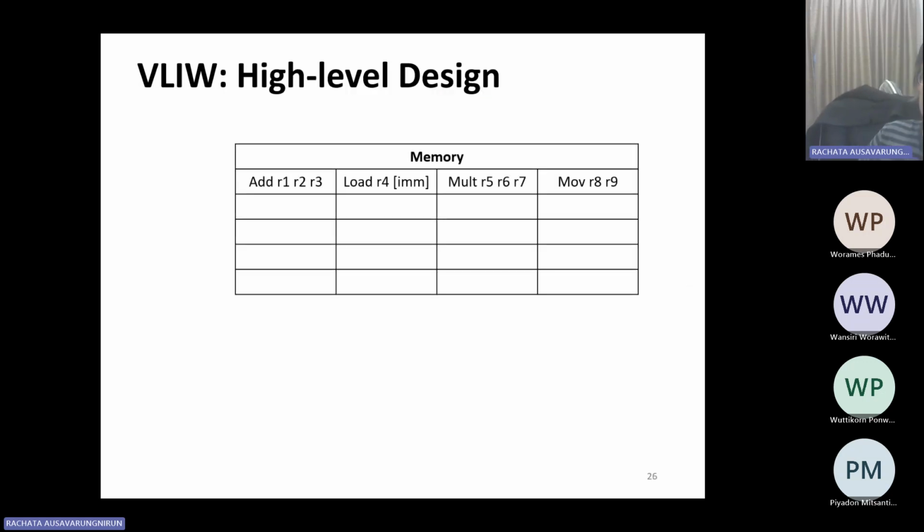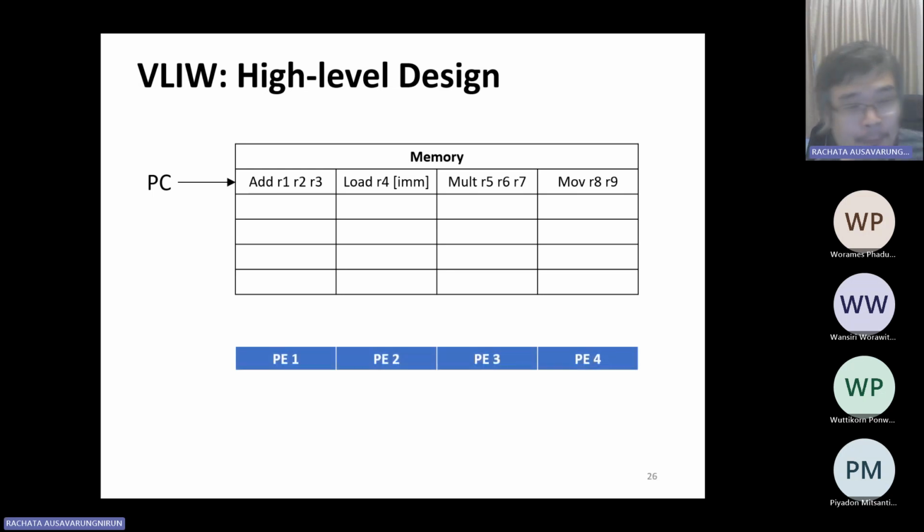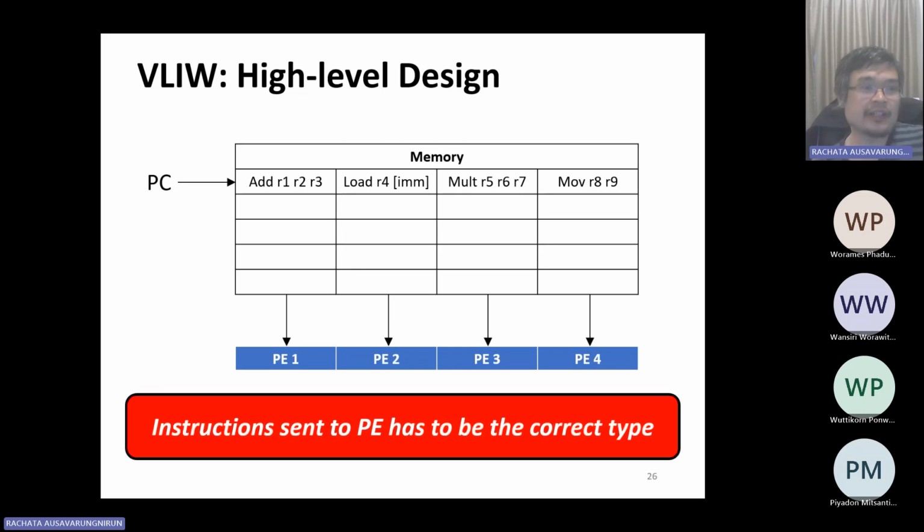So let's say you have the program counter pointing here. That's your instruction, that's one single instruction. In that case, you have 4 processing elements. The first one can add, the second one can load, the third one can multiply, the fourth one can do the move instruction, moving between one register and another. The compiler will make sure that the first slot is adding, the second slot is dealing with data access, the third slot is dealing with multiply, and the fourth slot is dealing with register movement. It has to be aligned and make sure it goes to the correct type.